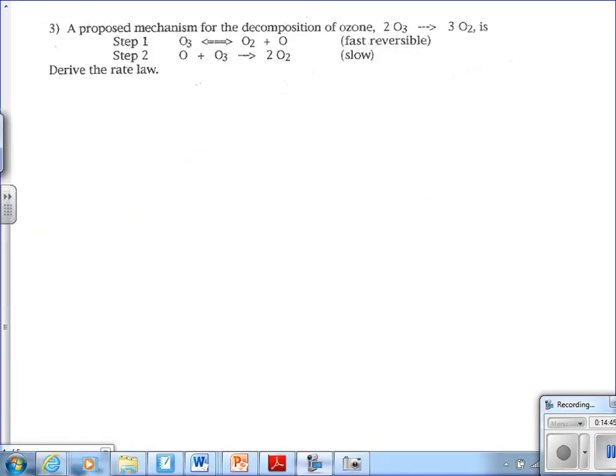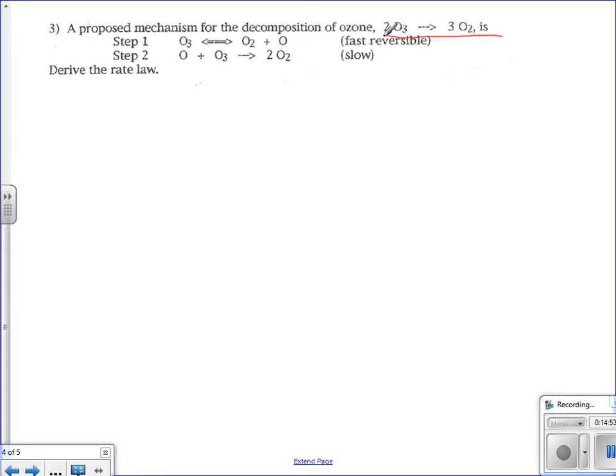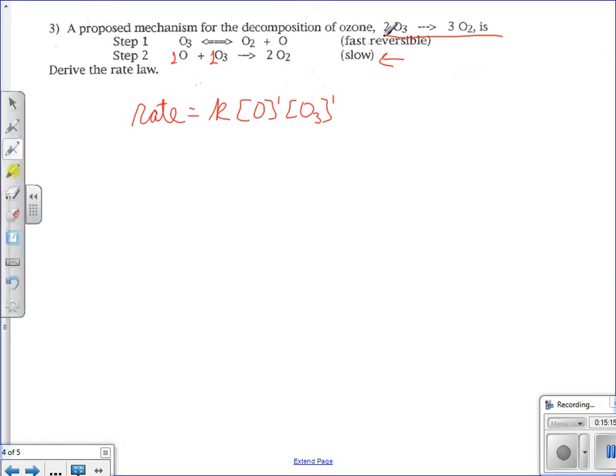Okay, going on to number 3. We have a proposed mechanism for this reaction. And step 2 is slow, so I know this is so easy. The rate is going to be K, concentration of O to the 1 because the coefficient is 1, concentration of, that's ozone, to the 1 because the coefficient is 1. Okay, I'm all done, right? No, we have a problem. What's our problem? We do have one.